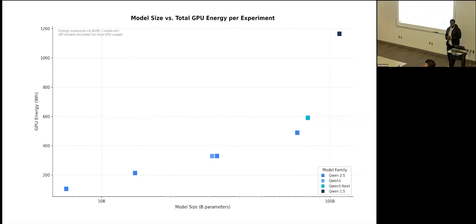Yeah, I think that's a good point. Another way to say that is it's going to be highly coupled with the runtime, and the larger models are going to take longer to ingest and generate the responses. So that's going to be another factor. Yeah, it's a really good point.